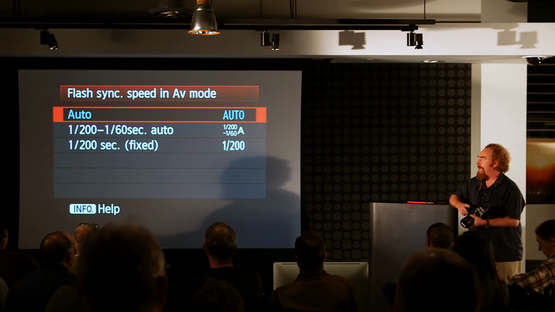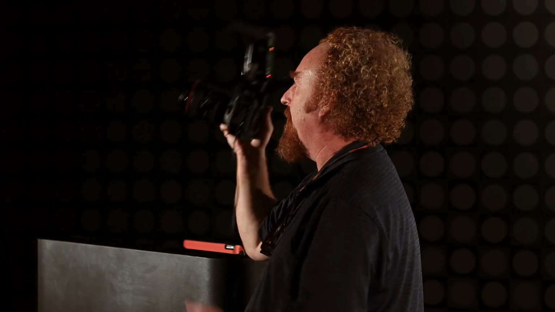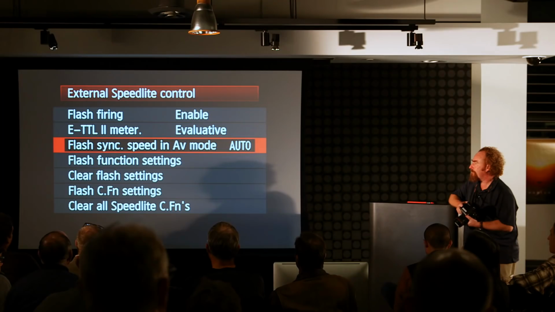All right? In my case, if I find myself in a really dim environment in aperture priority and I look in the viewfinder and it says half a second, it's like, oh, okay, I can't hand hold a half a second. I need to do something about that. So that's why I choose to leave it in auto rather than to lock that sync speed in aperture priority.